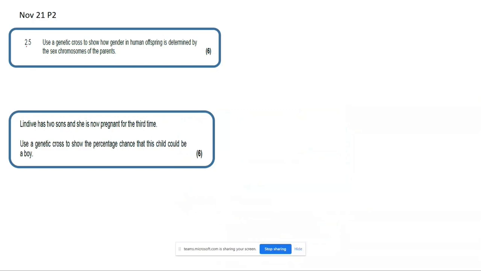This comes from past exam papers, two different papers. The first one, use a genetic cross. As soon as you see genetic cross, your pen should just go onto that paper, and we start with P1, phenotype. How gender in humans is determined by sex chromosomes. So I know I need to start with P1, phenotype, male. I get male. And I get female. What's my next step in my genetic cross? Genotype. What's the genotype for male? XY. What's my genotype for female? XX. Meiosis takes place.